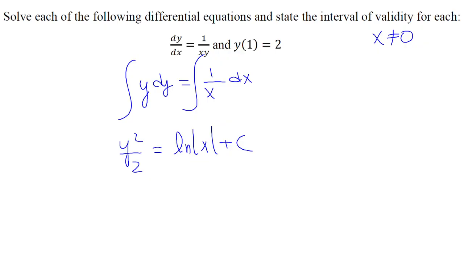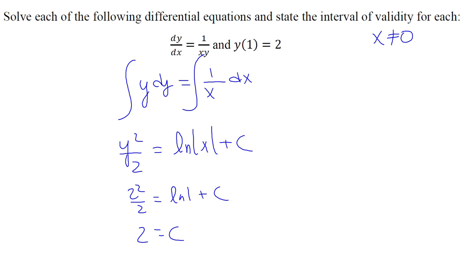Now we're going to solve for our constant. So when x is 1, y is supposed to be 2. So 2 squared over 2 is equal to the natural log of 1 plus c. Well, 2 squared over 2 is just 2. And the natural log of 1 is 0, so we get a constant of 2.